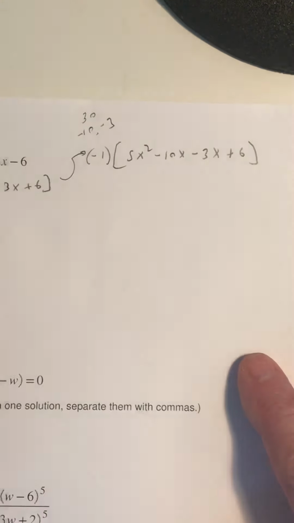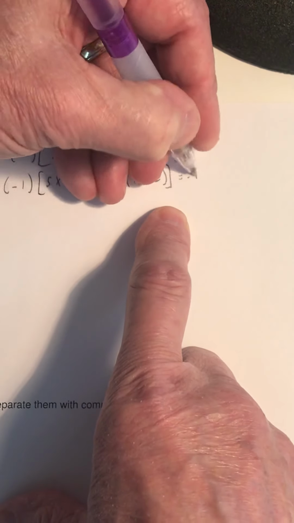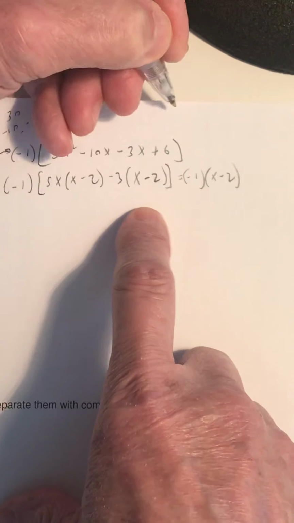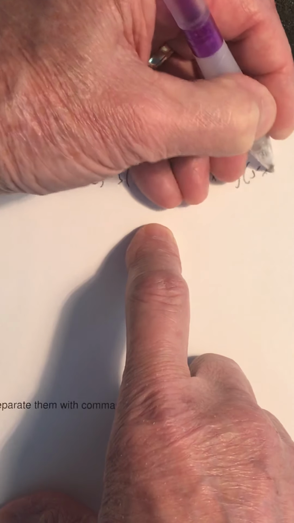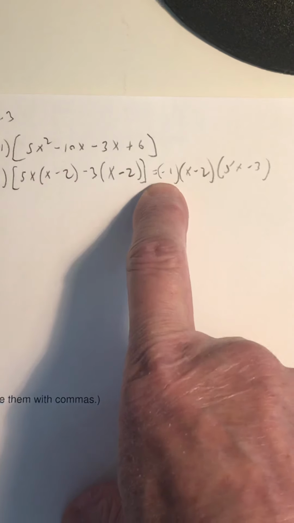Now looking at this first group of 2 factors, common factor would be 5x. I'd have 5x times x minus 2. And a common factor here could be a minus 3 times x minus 2 because we want a plus 6, right? And then we're about ready to write our answer. I could say negative 1 times x minus 2 times 5x minus 3.